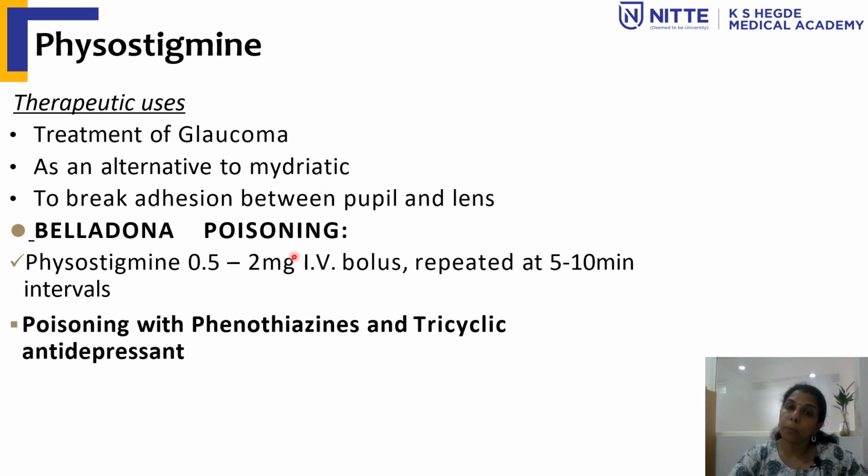Belladonna poisoning: in belladonna poisoning, to counteract the symptoms of belladonna, physostigmine is used intravenously. A bolus of 0.5 to 2 milligram can be given, repeated every 5 to 10 minutes. Even in poisoning with phenothiazines and antidepressant drugs, also tricyclic antidepressants, physostigmine is given.